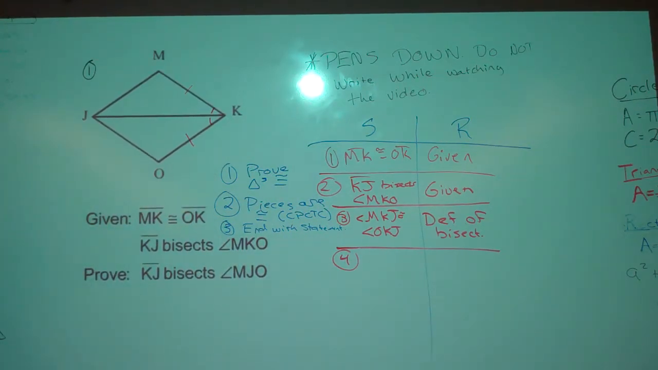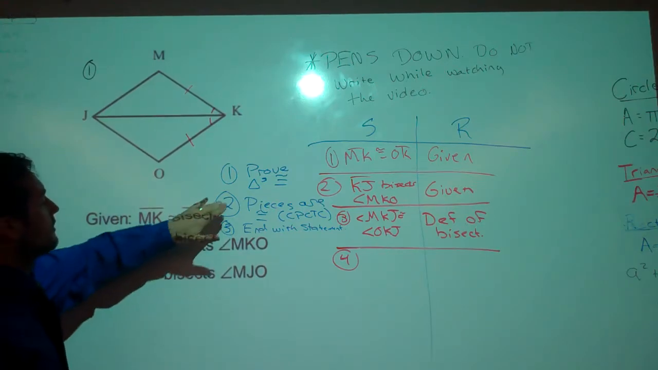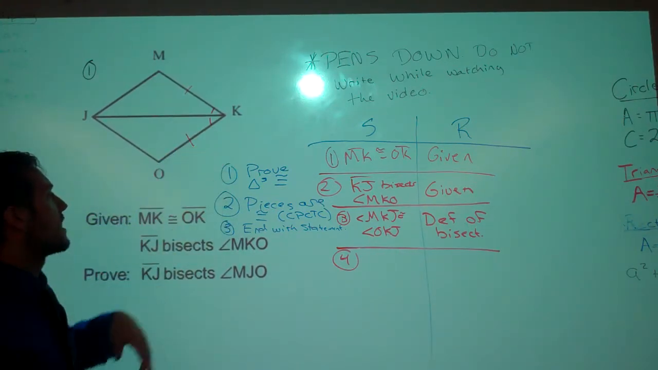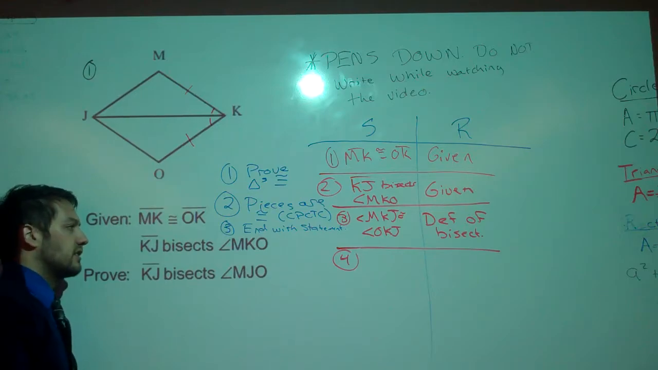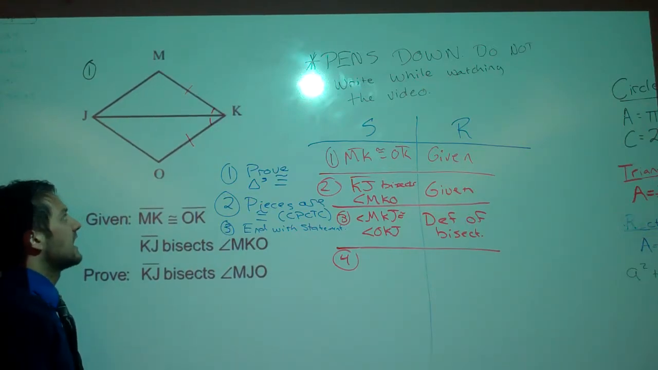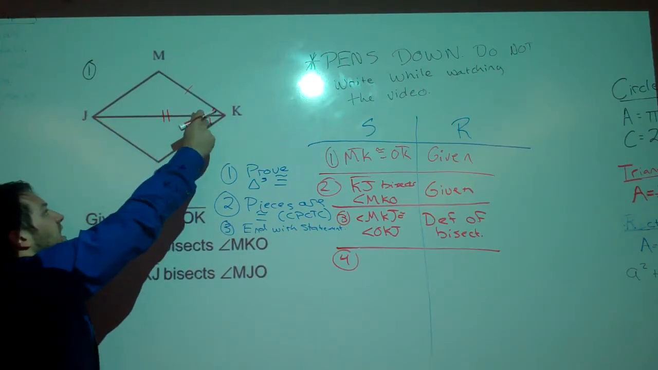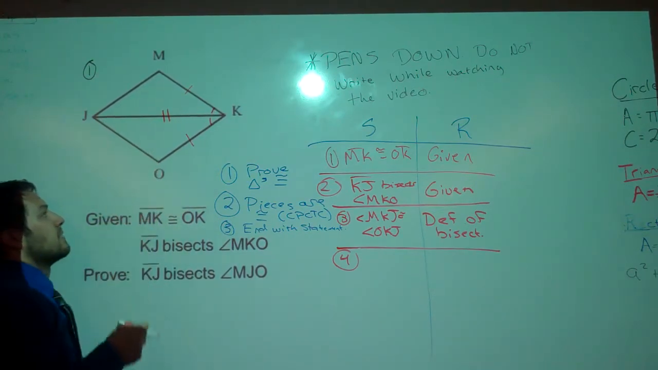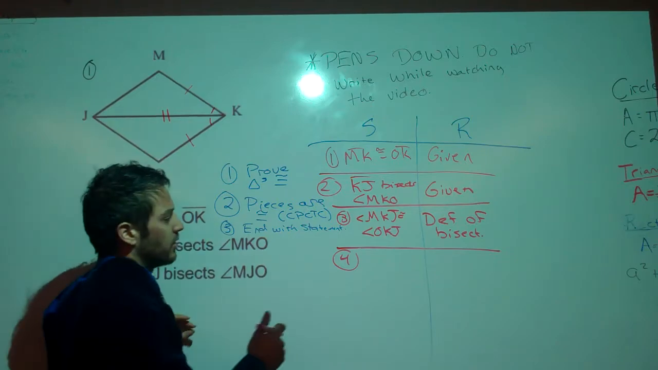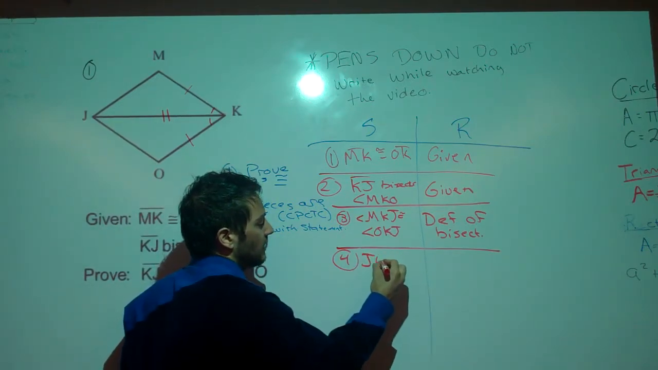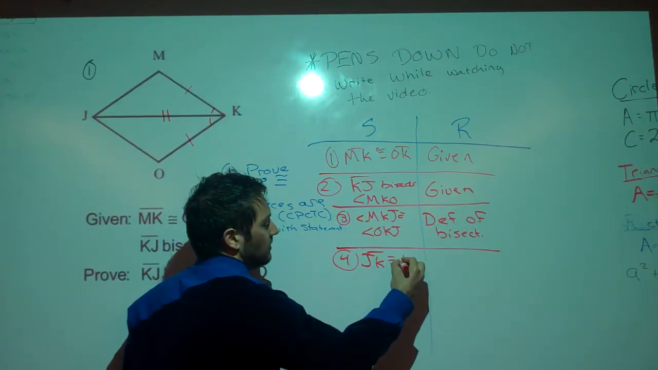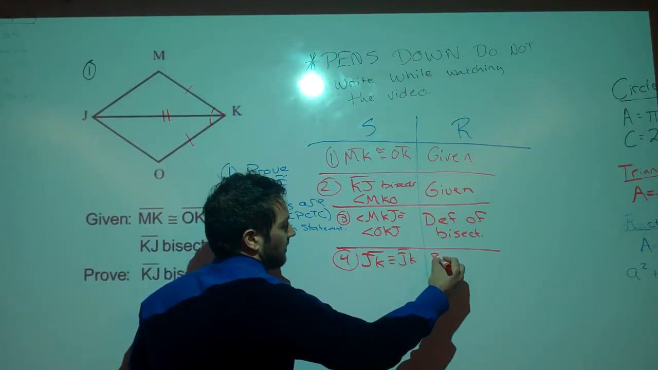From here, I'm trying to again prove that the triangles are congruent. I have two pieces right now. I need at least one more to get something like angle side angle or side angle side. And I will add the reflexive side in the middle. Side JK is both in the top and the bottom triangle. It is the same side in both. So I will say that JK is the same as JK using the reflexive property.